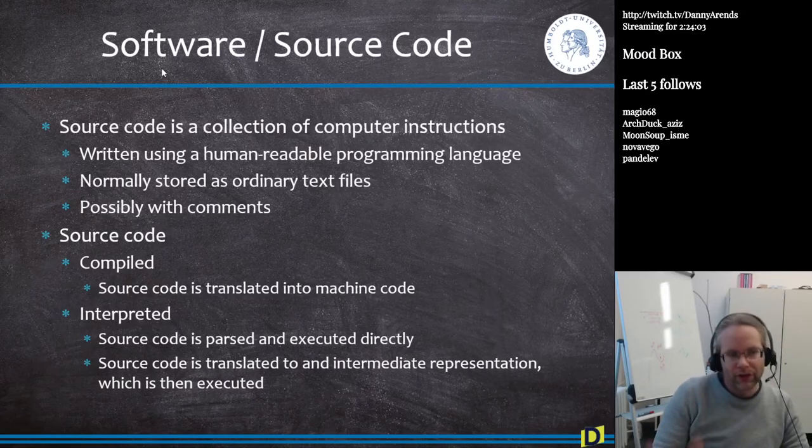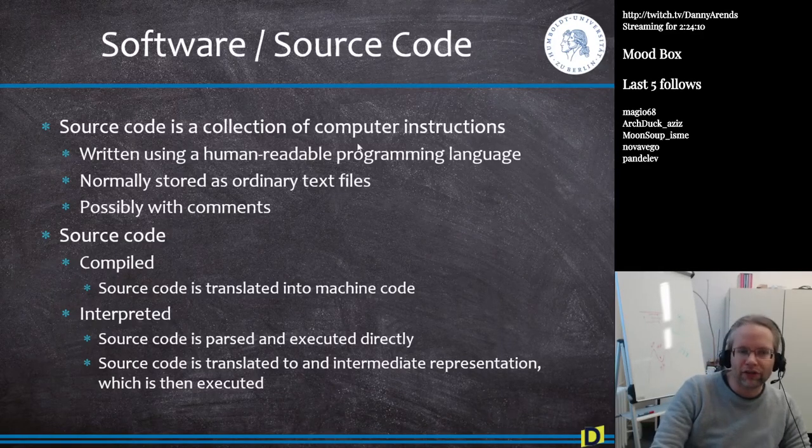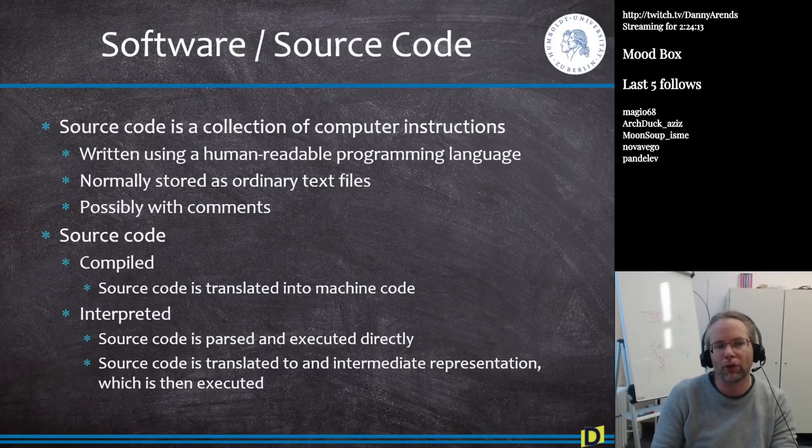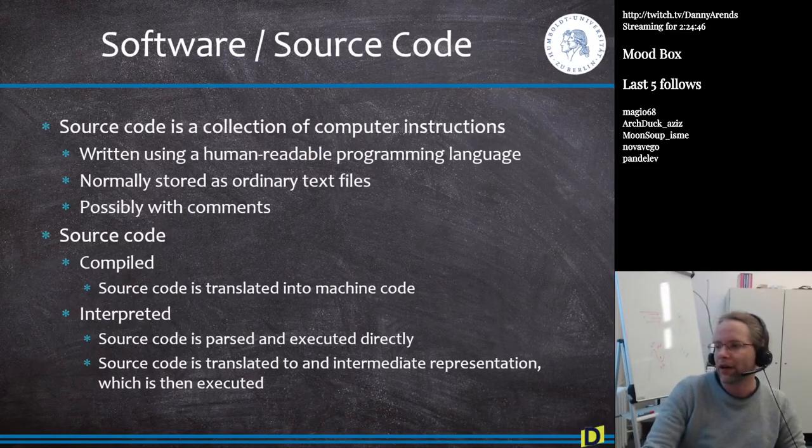So I wanted to give you a little bit more information about programming and things like source code. Source code is a collection of computer instructions. It is written in a human readable programming language. It is stored as ordinary text files. I say normally here, but this is almost always the case. There are a couple of esoteric programming languages which, for example, store their source code as an image. There's a really well-known programming language called Piet, after Piet Mondrian, where the program code is actually just a JPEG file. So the JPEG file is fed to the Piet interpreter, and then it executes the JPEG file. It looks at each pixel, sees what the color is, and then based on the color does an instruction.